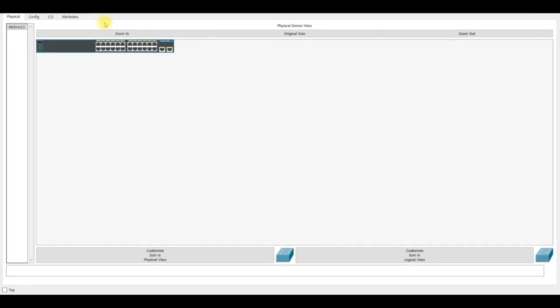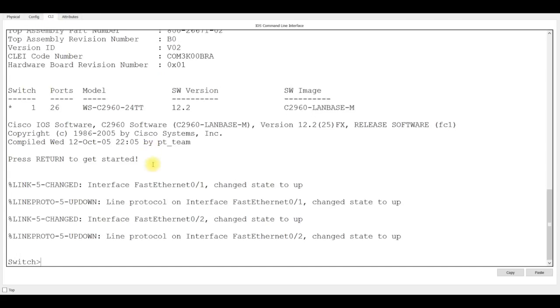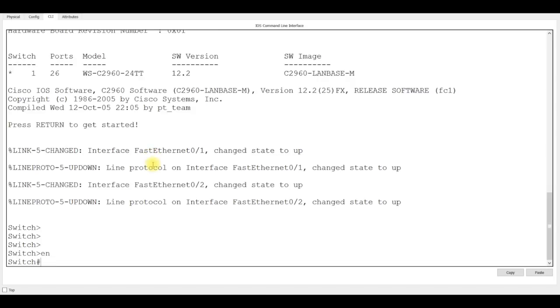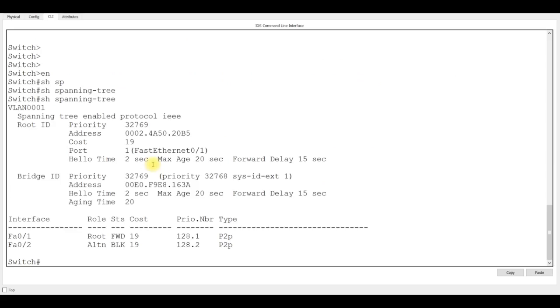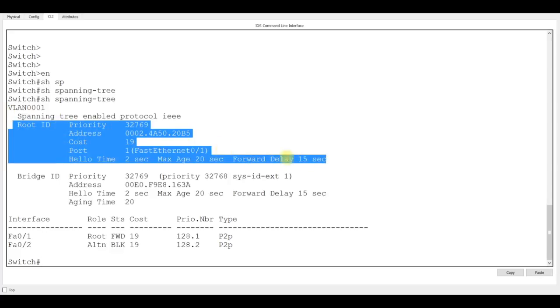So open it up. There we go. CLI, we're going to do the same thing. Show spanning tree. All right, and here we have the root bridge, right? And it says, hey, 0002. And we saw that. That was the other switch that we just came from.